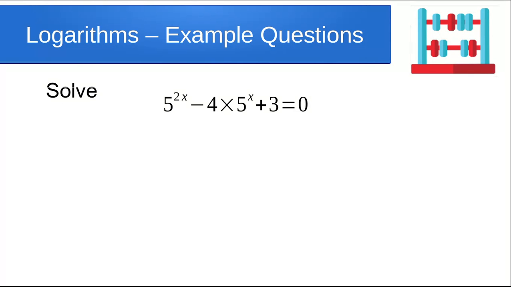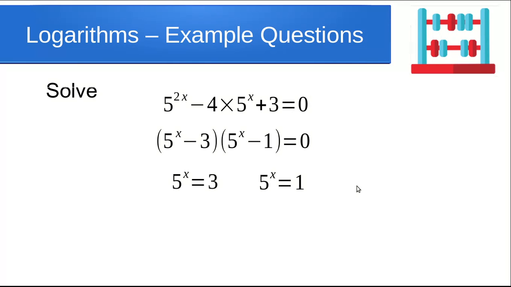Because if u is 5 to the x, u squared would be 5 to the 2x because of the way power laws work. So we can actually factorise something like this to give us (5 to the x minus 3) in one bracket and (5 to the x minus 1) in another. If you multiply those brackets out, you'll see it multiplies out to give the line above. Once we've done that, we proceed as normal really. We end up with 5 to the x equals 3 or 5 to the x equals 1.